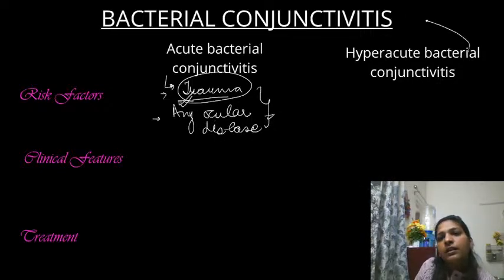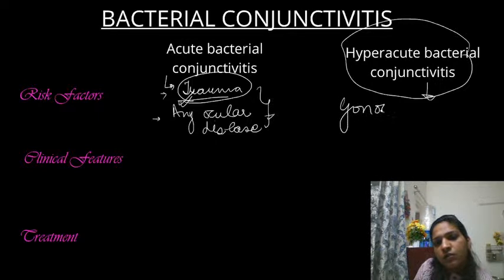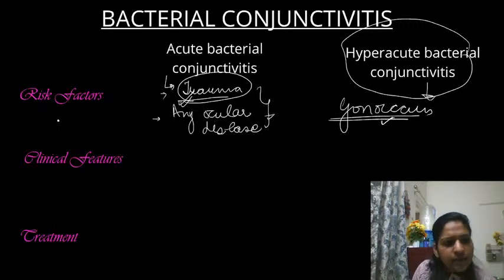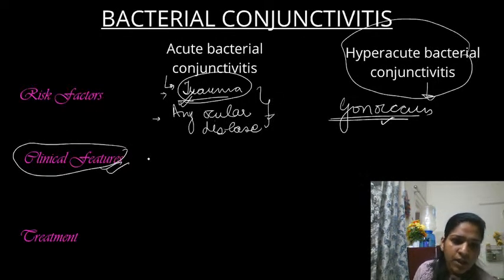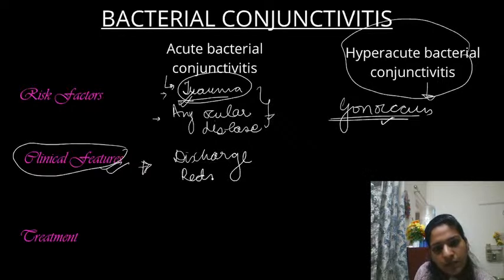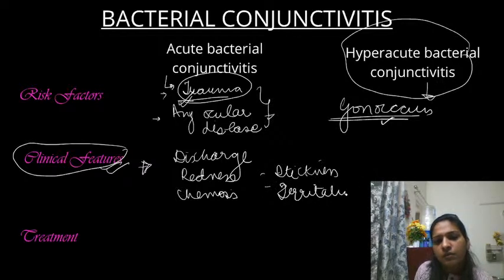And can anyone tell me the cause of hyperacute bacterial conjunctivitis? It is gonococcus. As I have already told you, the clinical features of conjunctivitis are more or less the same in every etiology, but the severity, or we can say grading, varies according to the etiology. So clinical features: discharge, redness, chemosis, stickiness, irritation. These are all the clinical features of bacterial conjunctivitis.